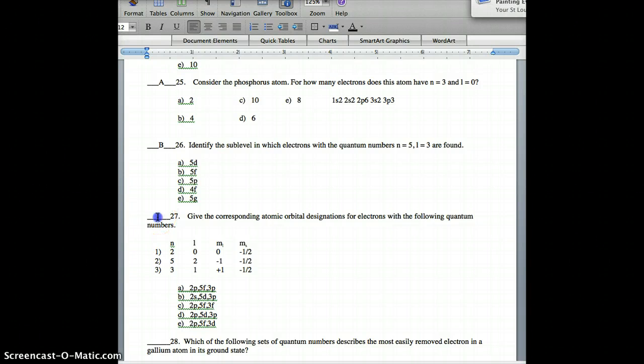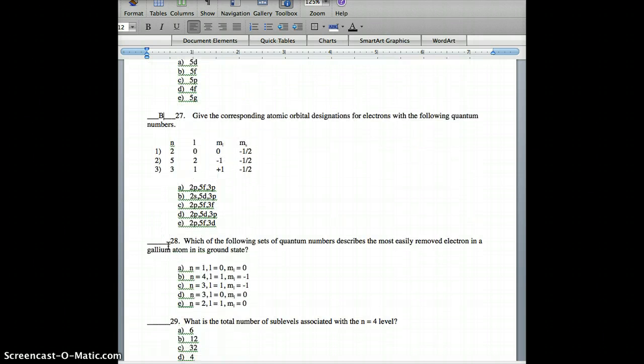Number 27, given a corresponding, so we know we're looking for the set down here that matches what's up here. So here we have n equals 2 with an S sublevel, n equals 5 with a D sublevel, n equals 3 with a P sublevel. Remember, L equals 0 is S, L equals 2 is D, and L equals 1 is P. So we'd look for something that starts with 2S. There's only one of those that does, so we can stop right there, and it's B.